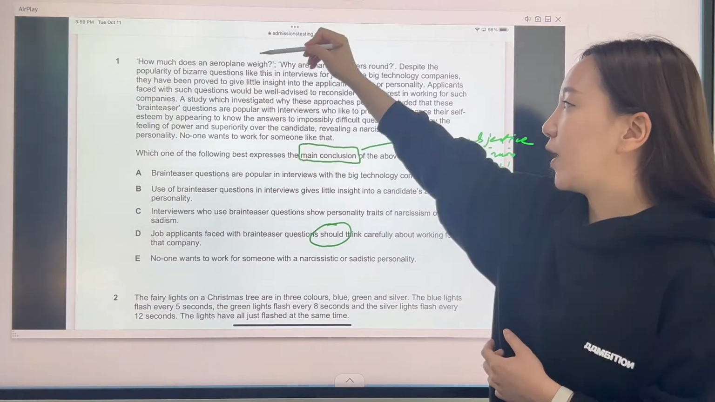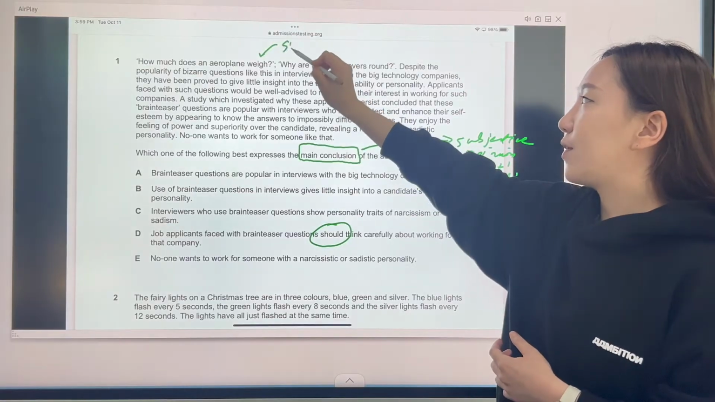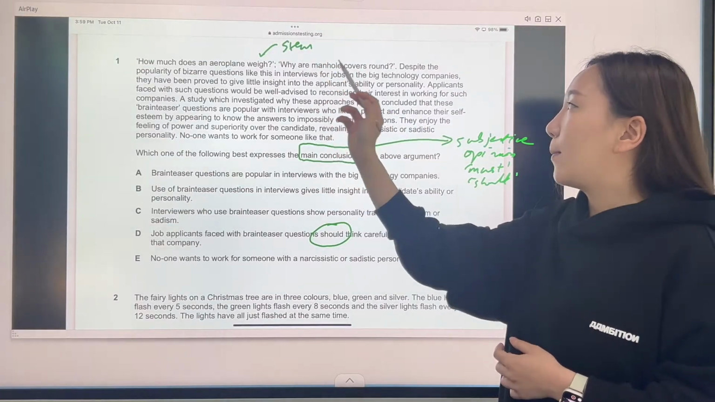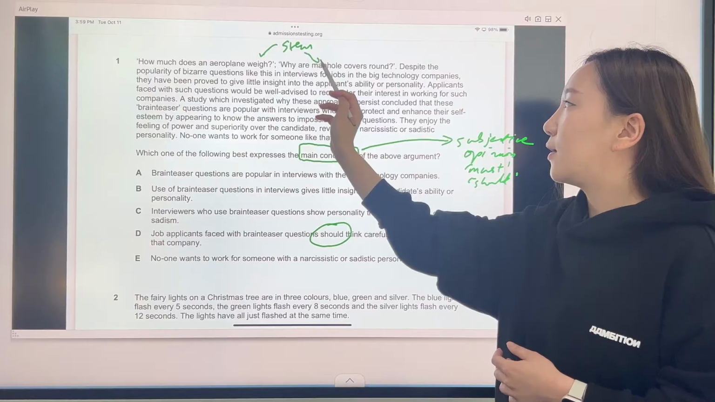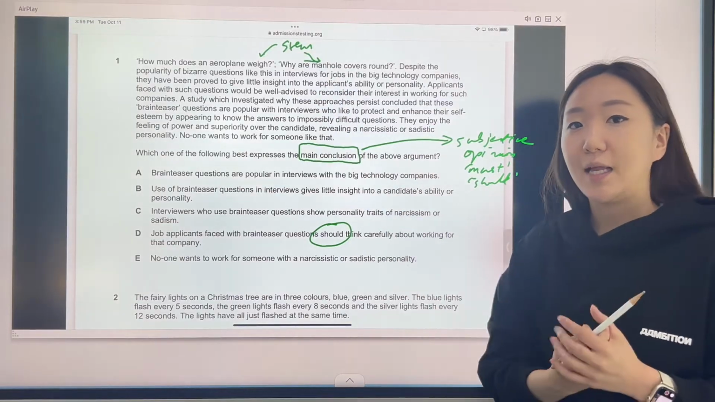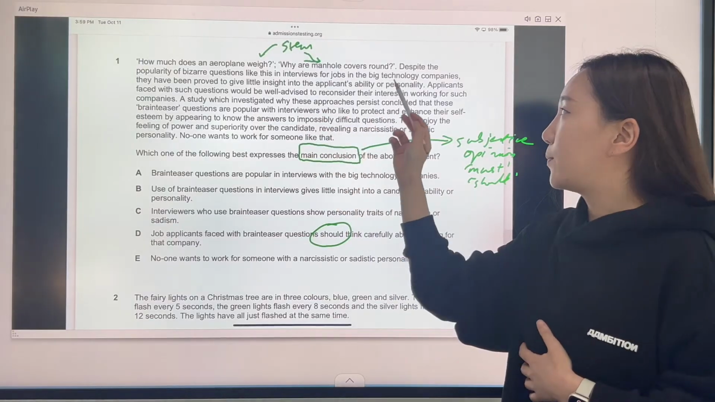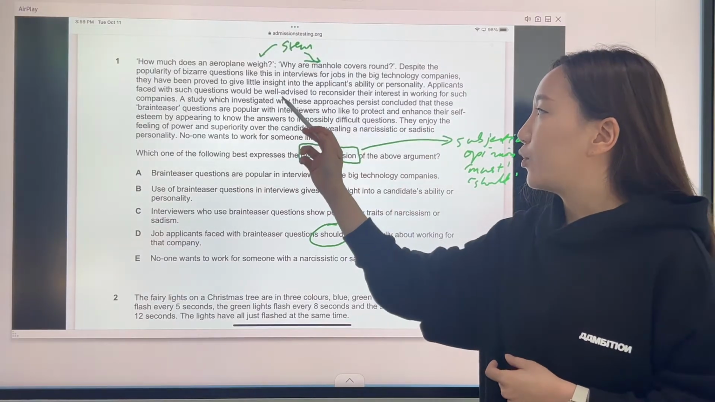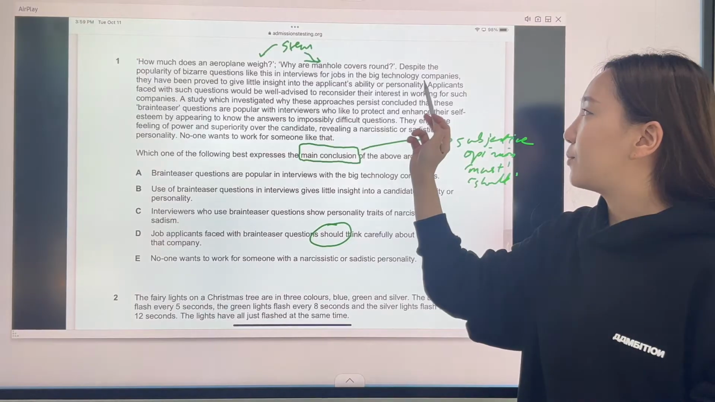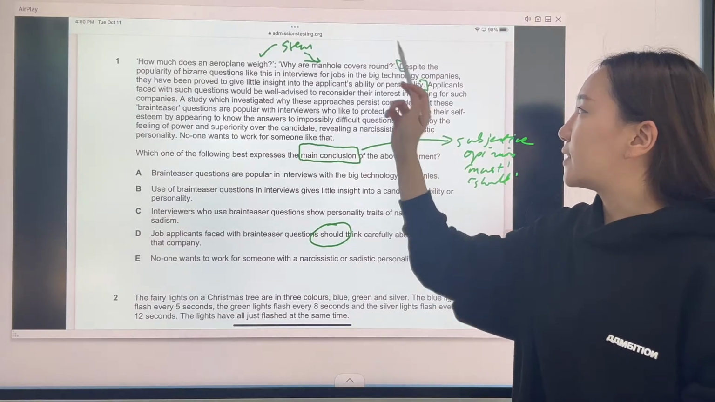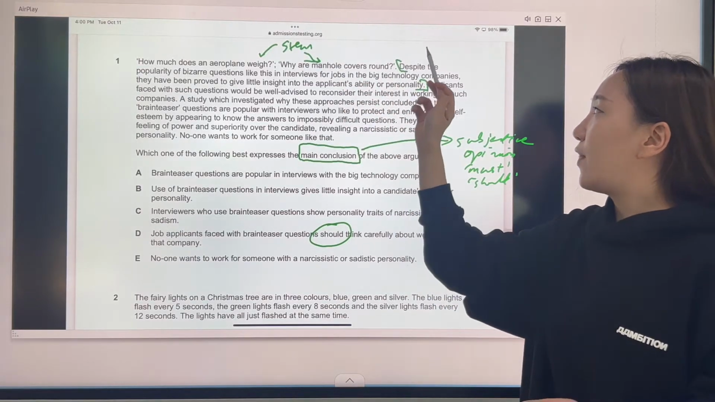How much does an aeroplane weigh? So you've got some sort of a stem here, something that introduces the point. Why is a manhole cover round? Again, something that is introducing the topic that they plan to talk about. Despite the popularity of bizarre questions like this in interviews for jobs in the big tech companies, they have been proved to give little insight into the applicant's ability or personality. So what you've got here is a stem, some sort of introduction, and then a comment on it.